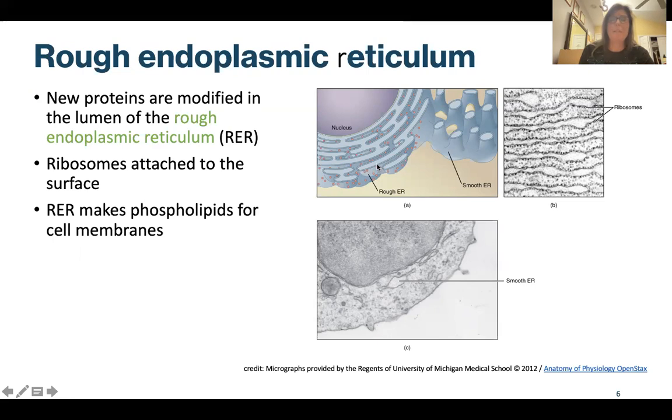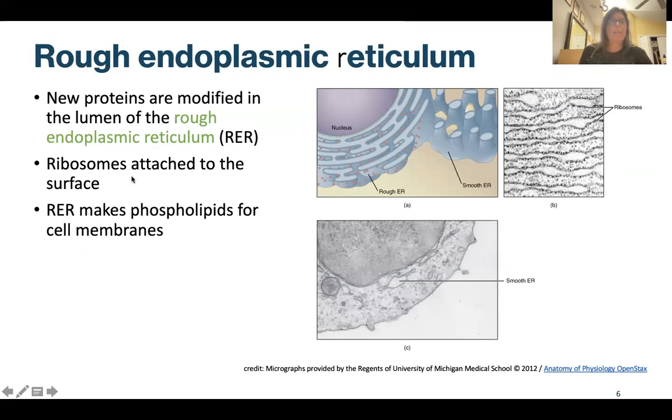And as the protein's made, it's inserted into the lumen inside here, where it can be nice and protected, and it can fold properly and be made the way it needs to be made. If it was made out here, because of the water, it would not be made properly.